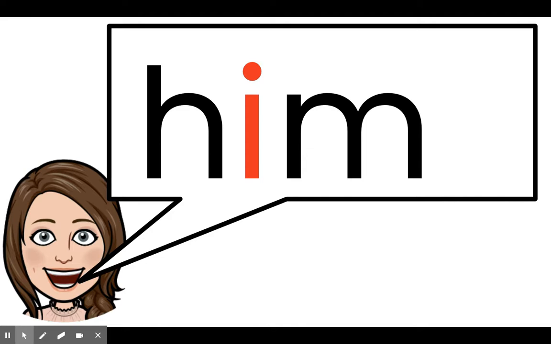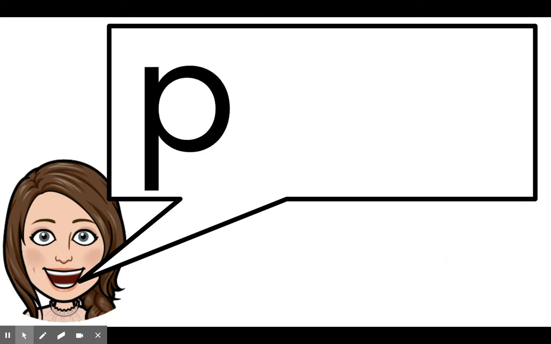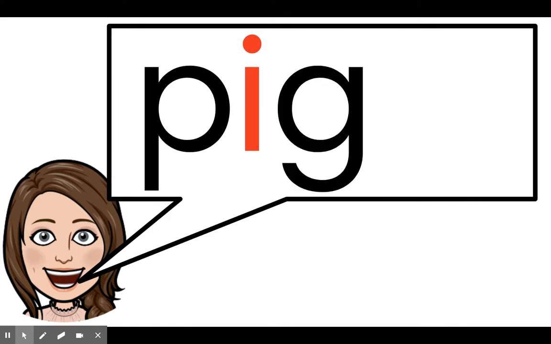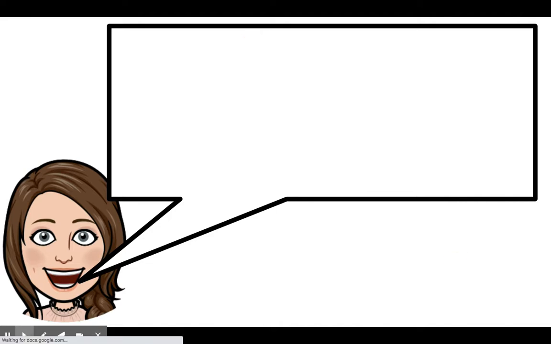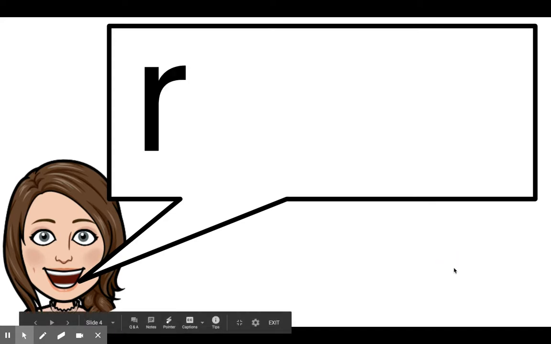You get the idea of how this is going to work. So let's keep going. Sound. P. Sound. I. Sound. G. Blend. Pig. Read. Pig. Good work. Next word.